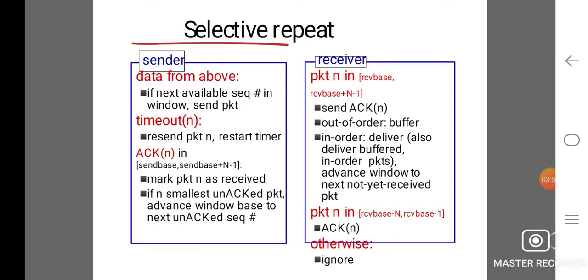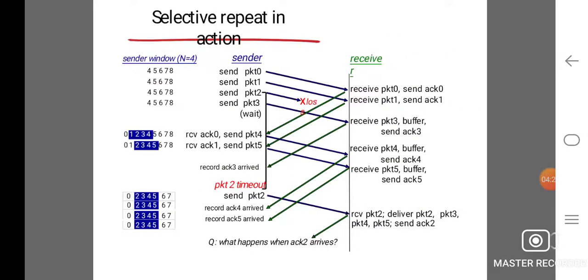Receiver side: packet n in [rcvbase, rcvbase+N-1]. Send acknowledgement of n. If out of order, buffer it. If in order, deliver it, and also deliver buffered in-order packets. Advance the window to the next not-yet-received packet. Packet n in [rcvbase-N, rcvbase-1]: send ACK of n. Otherwise, ignore the packet.